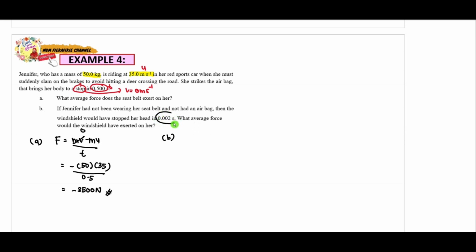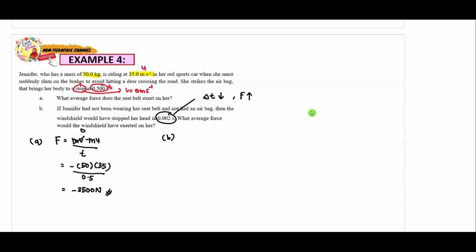So kita nampak dekat sini, the time of impact between her head and the windshield jadi berkurang lah, delta T is decreasing. Okay, 0.002 seconds, sangat cepat. So the impulsive force on her head should be besar lah. Impulsive force daripada windshield ke atas kepala dia akan jadi besar dan menyebabkan kecederaan.